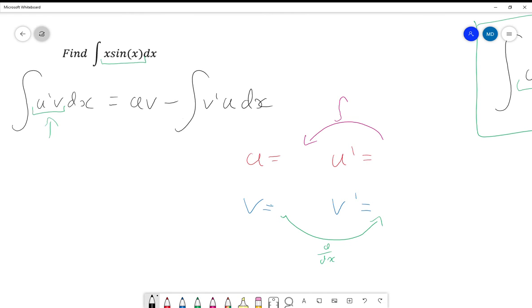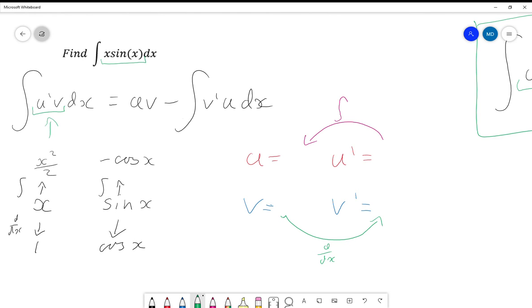So let's consider these. We've got our two options. We've got our x and we've got the sine x. If I were to integrate, x would go to x squared over 2, sine would go to minus cosine. If I were to differentiate, x goes to 1 and sine x goes to cosine x.